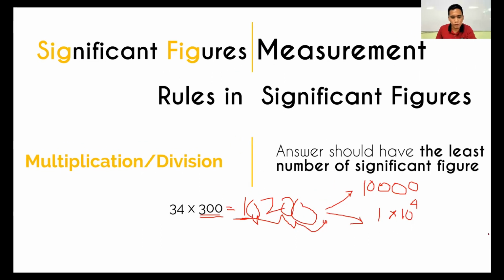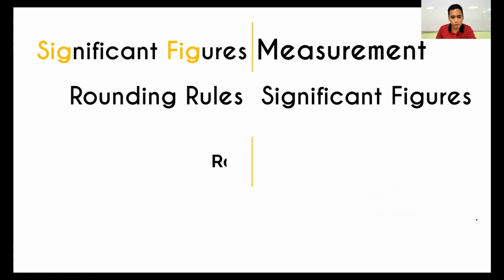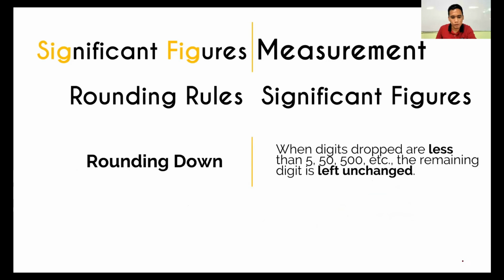Okay, speaking of rounding rules, we have the rounding rules in significant figures. I know you're already familiar with rounding up and rounding down. For rounding down, if the digit is less than 5, 50, 500, and so on, so if it is 1, 2, 3, and 4, then it is left unchanged, or you round down.